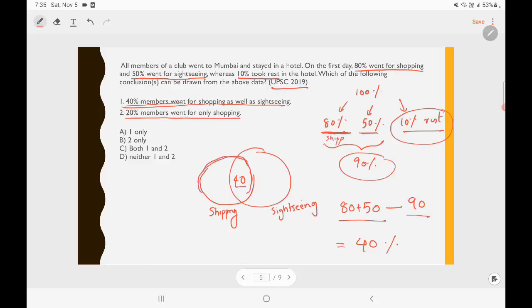We have already written 40 here. So you need to write 40 here. Now 50% people went for sightseeing. We have already written 40 here. So you need to write 10 here.